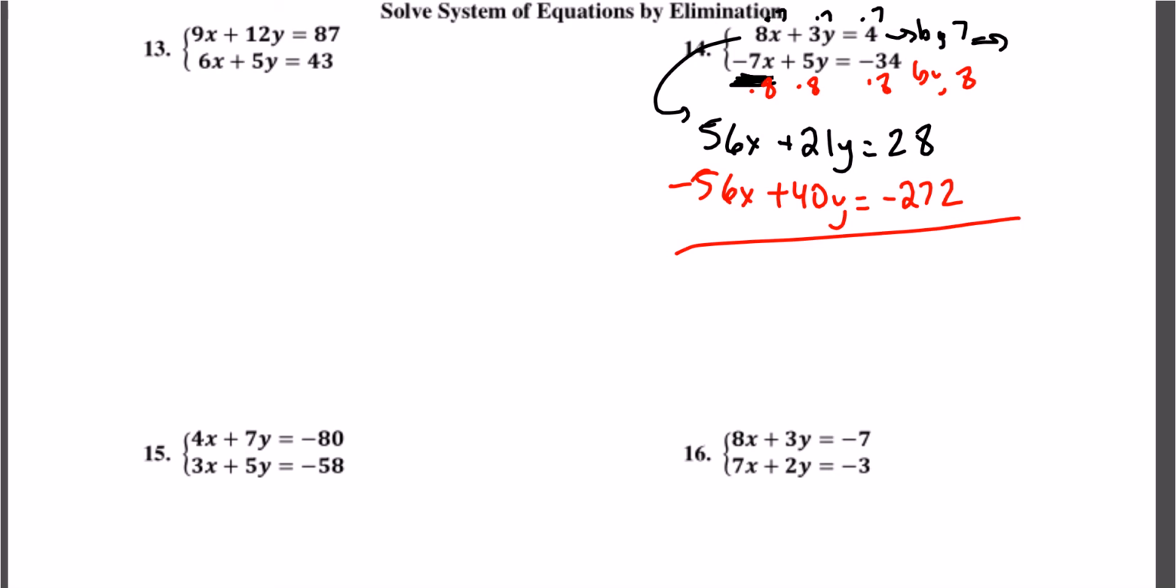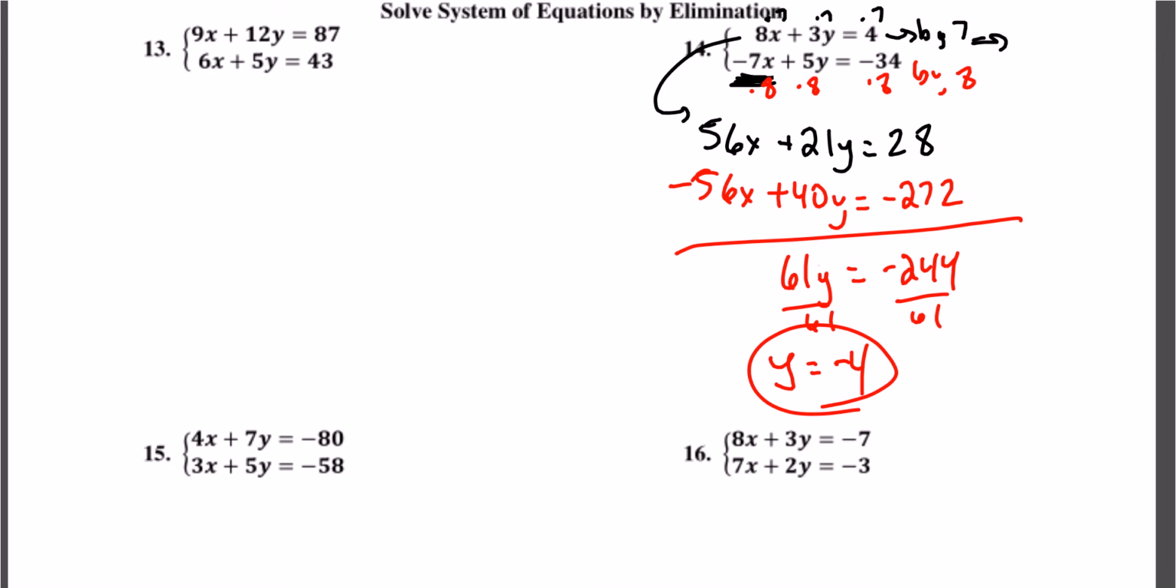I end up with 62, this should be 60. I messed up over here. It should be 61y equals negative 244. I divide by 61 on both sides. I get y equals negative 4.